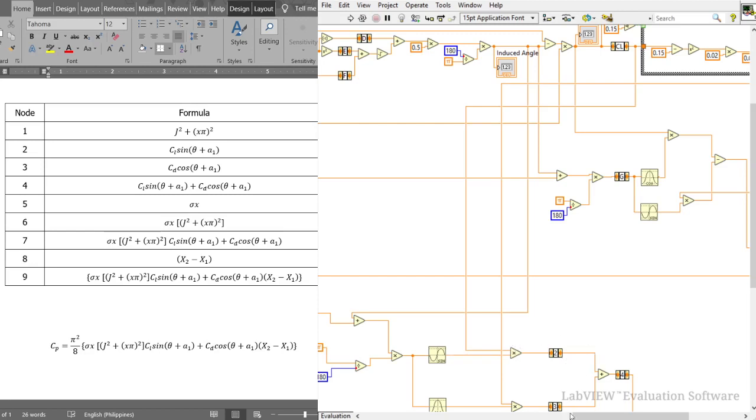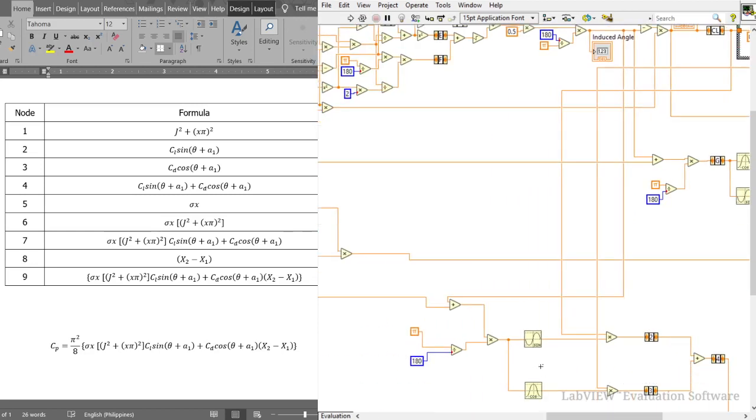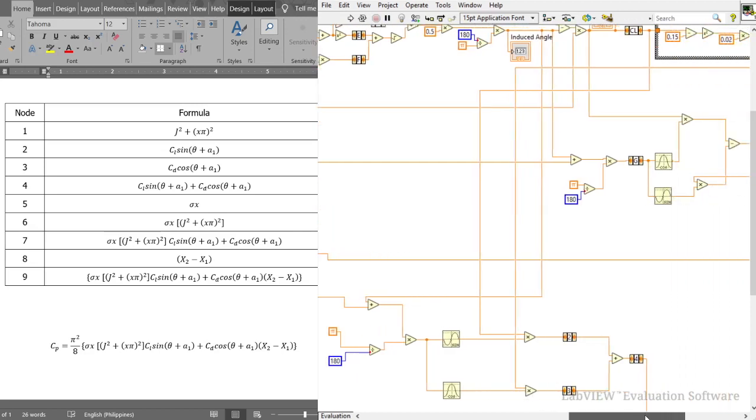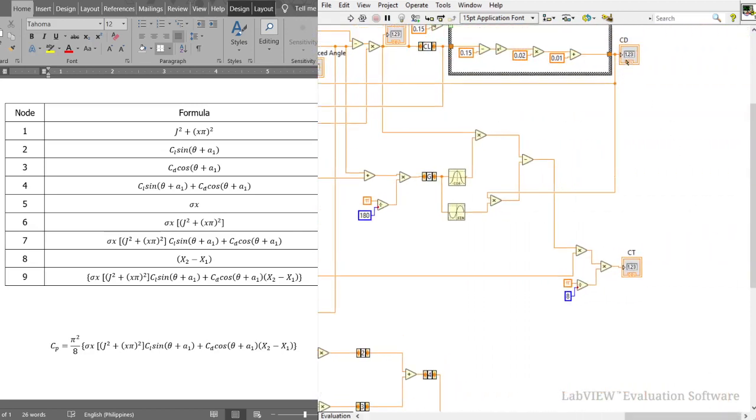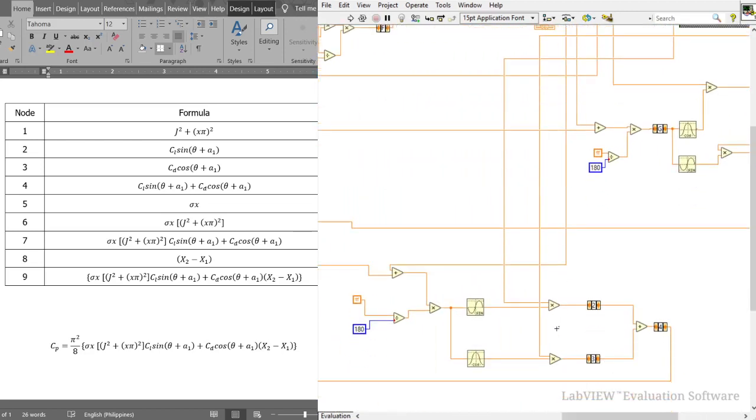Now for node 3, we use the same sum, but it is multiplied by cosine and the coefficient of drag, CD. Here is CD. After getting the sum of both node 2 and node 3, we then register the whole equation as node 4.